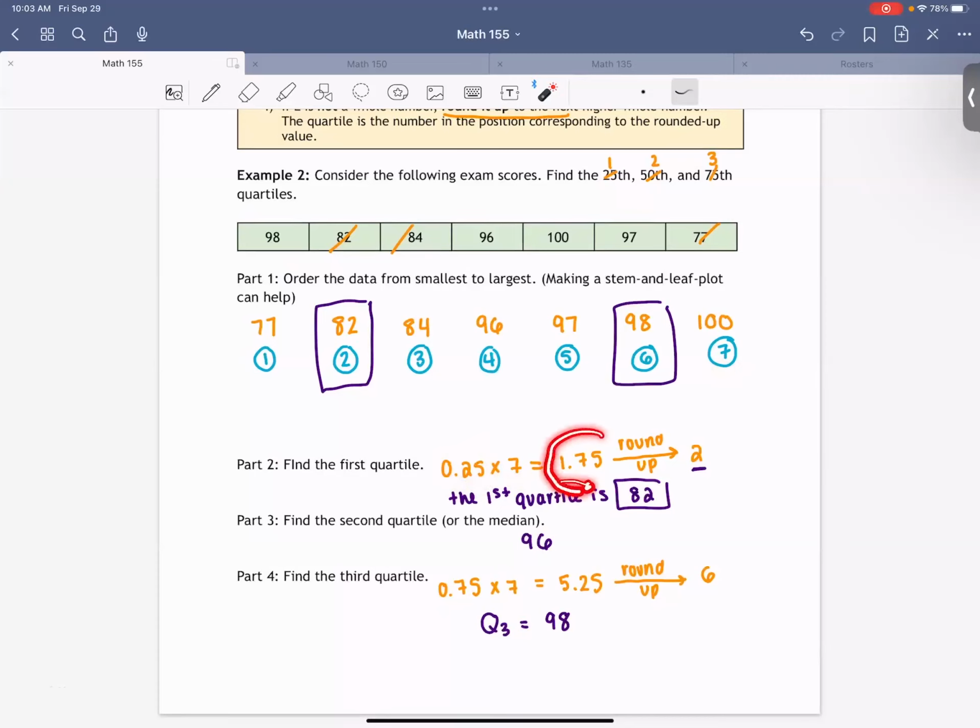If you get a decimal, you're going to ignore every single law of math that you've ever learned, and you're going to round the number up to the nearest whole number. So even though you might get 5.25, you're still going to round that up to 6. Whatever number you get, like 2 or 6, is the position you're going to look at in your data set. So if I get 2, my second number, or 82, is my first quartile. If I get 6, my sixth number, or 98, is my third quartile.